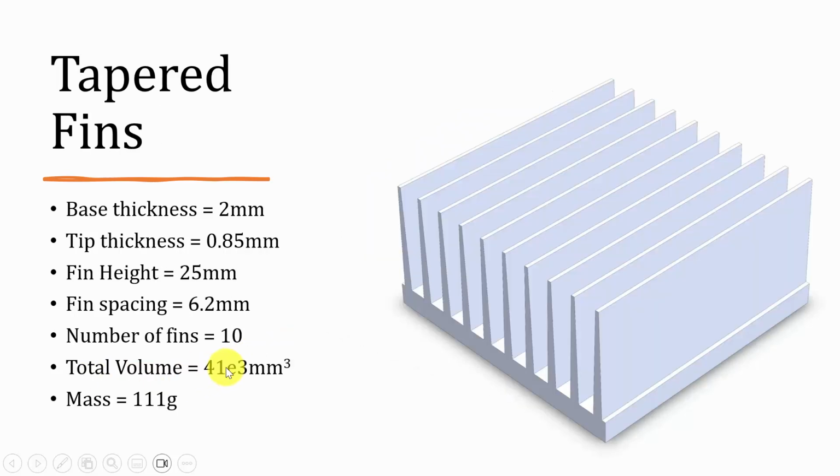The second design configuration I have considered is a tapered fin with a base thickness of 2 mm, then tip thickness, that is the topmost thickness, is 0.85 mm. The overall height is kept the same, 25 mm. The fin spacing is kept as 6.2 mm and number of fins is 10 and the mass is kept around 111 gram. So the mass is kept almost same to have a valuable comparison.